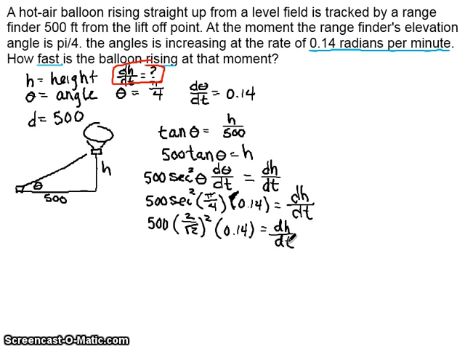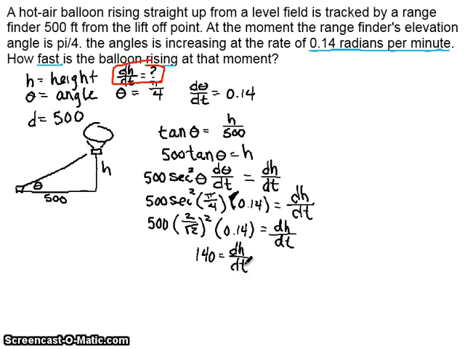So 2 over radical 2 squared is going to be 4 over 2. 4 over 2 is 2. 2 times 500 is 1,000. 1,000 times 0.14 is 140. So dh dt equals 140.